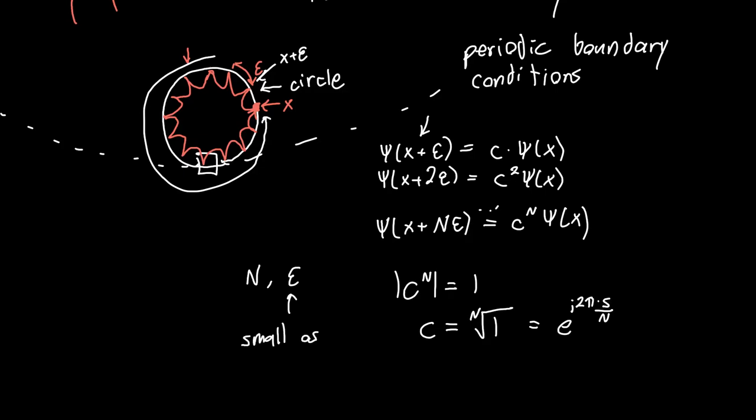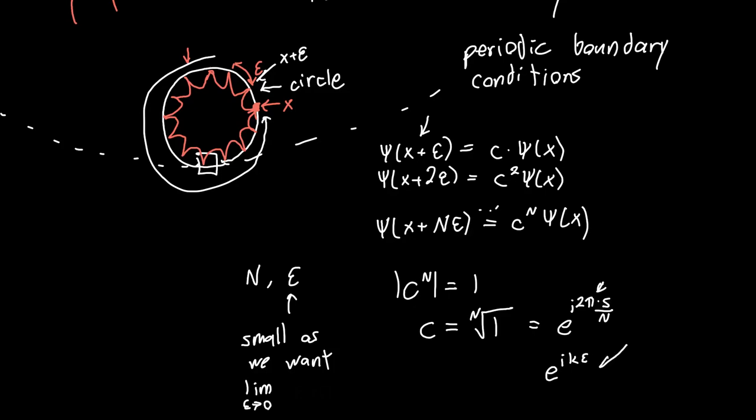Epsilon can be as small as we want, because this is a continuously symmetric system. And so if we take the limit as epsilon approaches zero, then instead of an integer multiple of 2 pi, e to the i 2 pi s over n, we have any continuous value. Let's call it e to the i k epsilon.